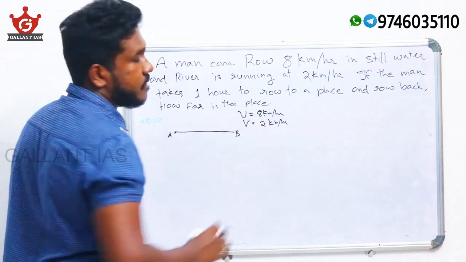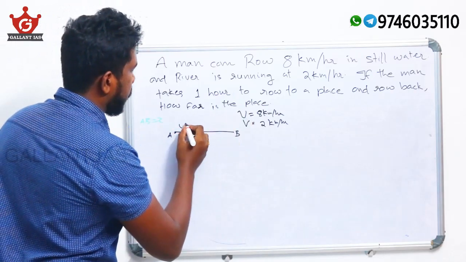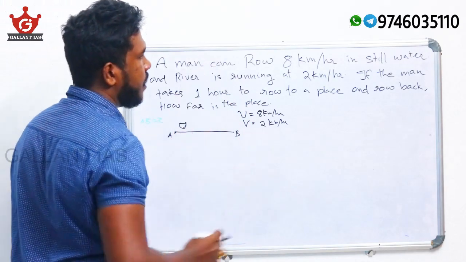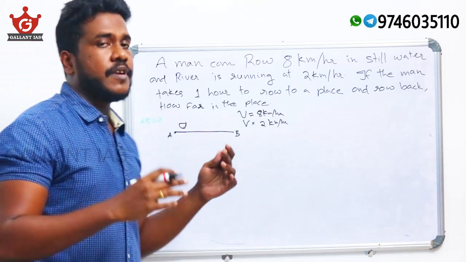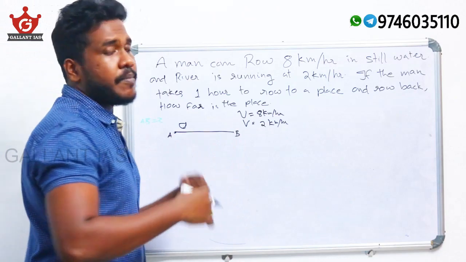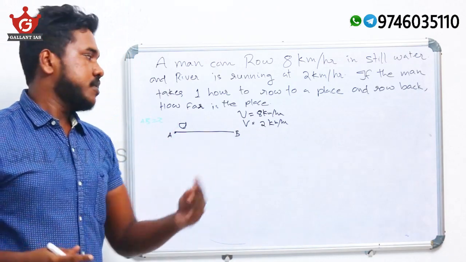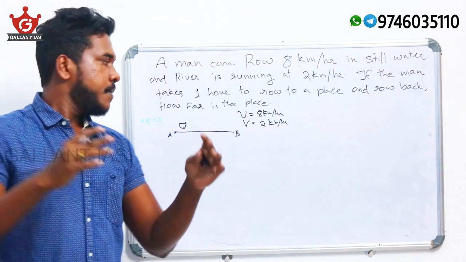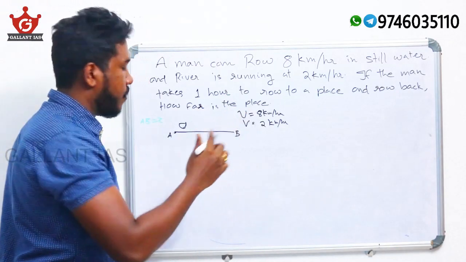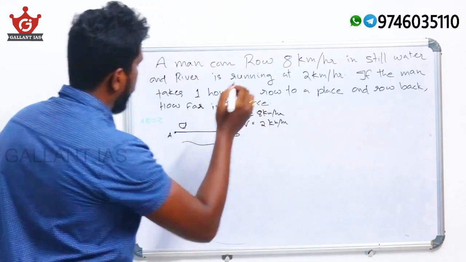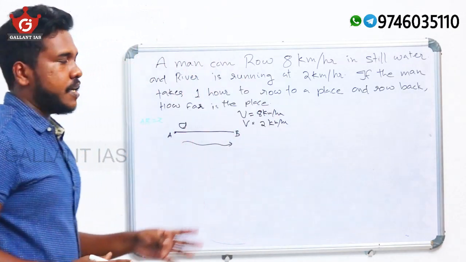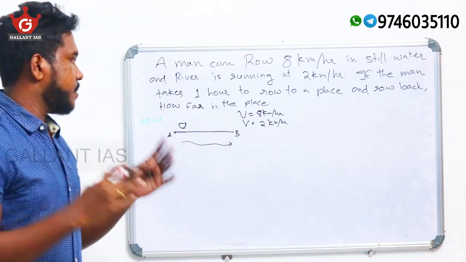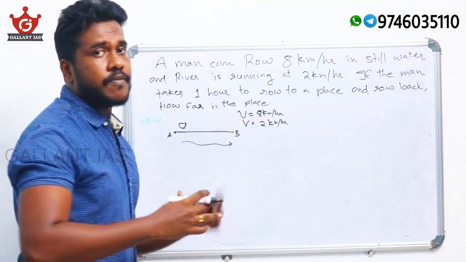We assume that the distance AB is X, and initially the boat is moving from A to B. Here I am assuming that the flow of the river is from A to B. You can also assume the river's flow is from B to A. It's up to you, your final answer will be the same. So the river is flowing from A to B and the boat is also moving from A to B. This is the first case, where the movement of the boat and the flow of the river are in the same direction, so the resultant velocity of the boat increases.